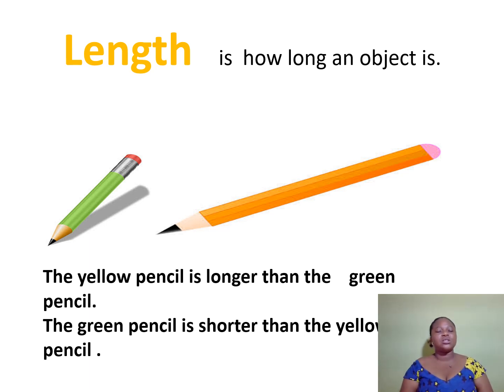Alright, so the first thing we are going to look at is length. What is a length? When you talk about a length, what is it? Length is how long an object is. We said that what? Length is how long an object is. Someone say measure the length of this table. We have been saying it. Measure the length of what?